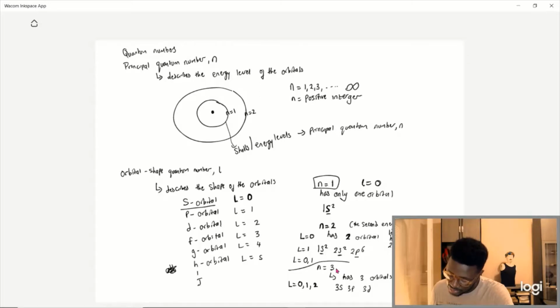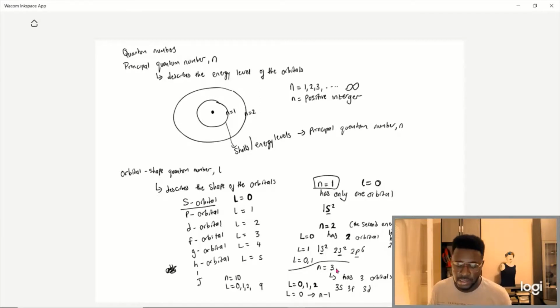So we can see here there's a pattern. The possible values of L range from 0 up to n minus 1. That means if your n is equal to 10, the possible values of L you're going to have are 0, 1, 2, 3, 4, 5, 6, 7, 8, up to 9. So that's what it means.